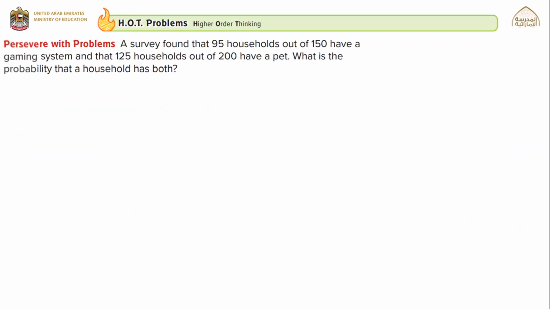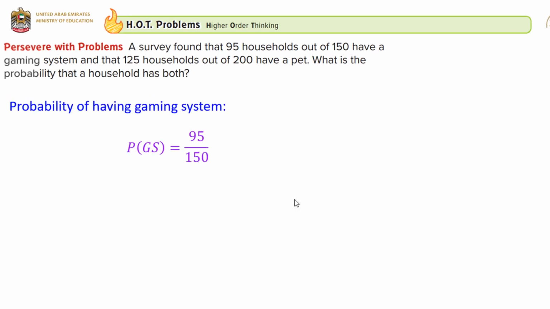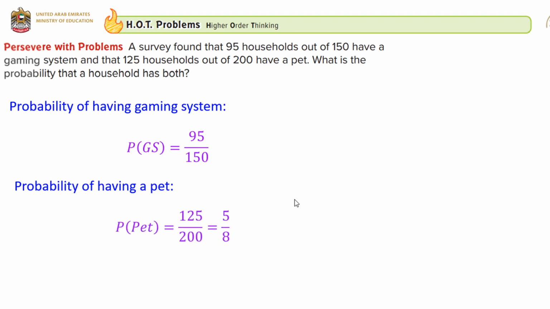A survey found that 95 households out of 150 have a gaming system, and that 125 households out of 200 have a pet. What is the probability that a household has both? First, we will find the probability of having a gaming system. So the probability of gaming system is 95 divided by 150. And the probability of having a pet is 125 divided by 200, or 5 divided by 8.